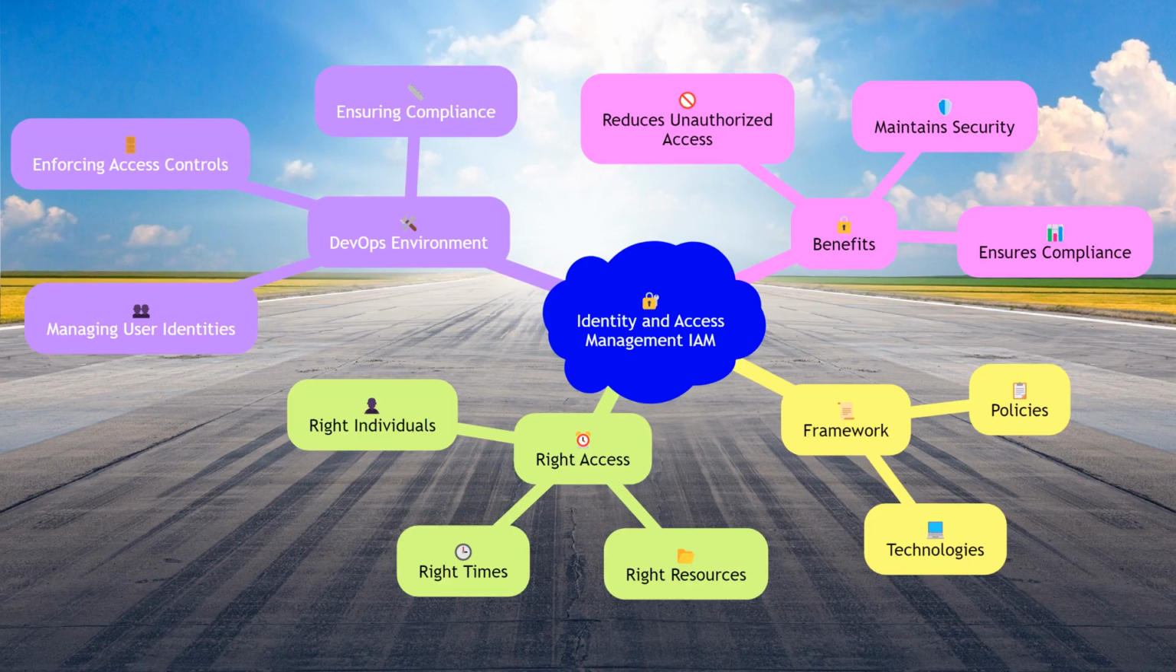Identity and Access Management, IAM, is a framework of policies and technologies for ensuring that the right individuals have access to the right resources at the right times. In a DevOps environment, IAM is crucial for managing user identities, enforcing access controls, and ensuring compliance with security policies. Effective IAM reduces the risk of unauthorized access and helps maintain a secure and compliant environment.